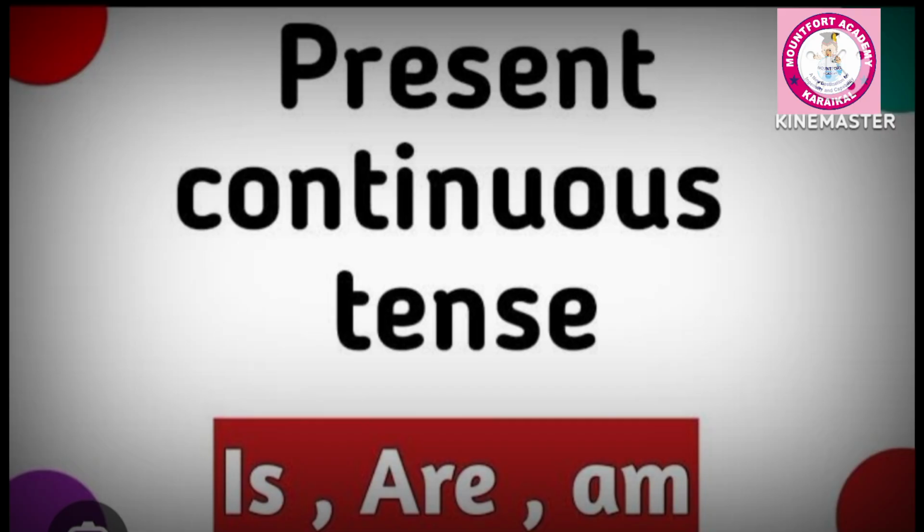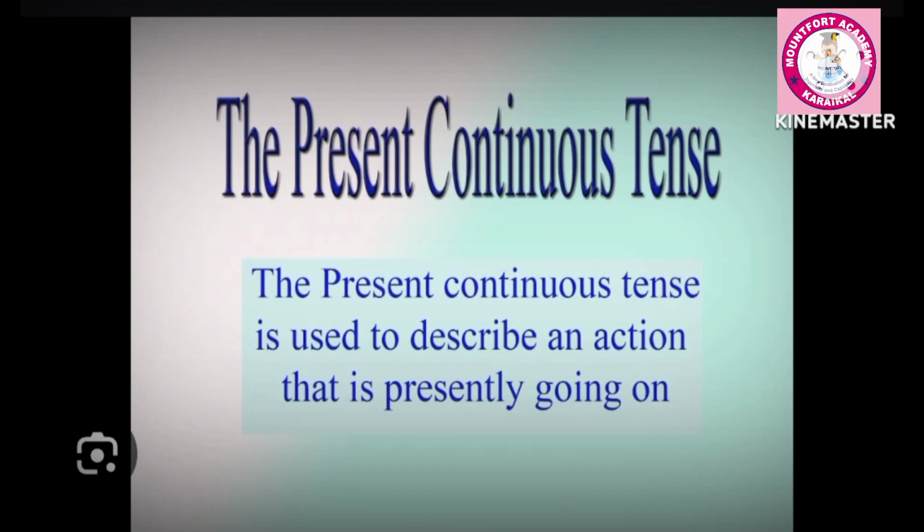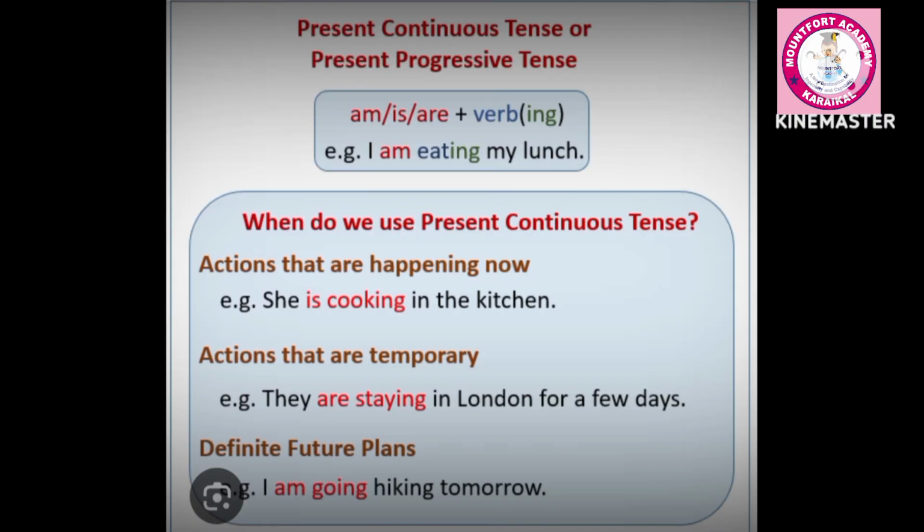Okay, now we will move to present continuous tense. Let's see the definition. The present continuous tense is used to describe an action that is presently going on. To form the present continuous tense, we use am, is, or are plus verb plus ing. For example, I am eating my lunch.